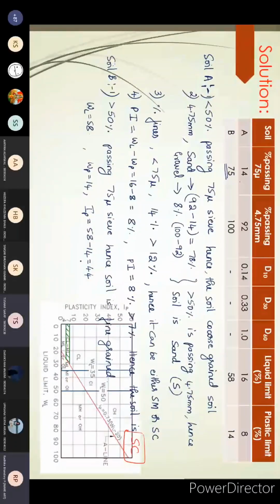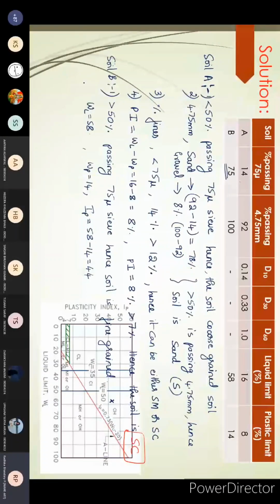How much? Correct. So now we'll use this and we'll mark it on the plasticity chart. Plasticity index is 44 and liquid limit is 58. So it comes, I think, somewhere here. Is it okay?